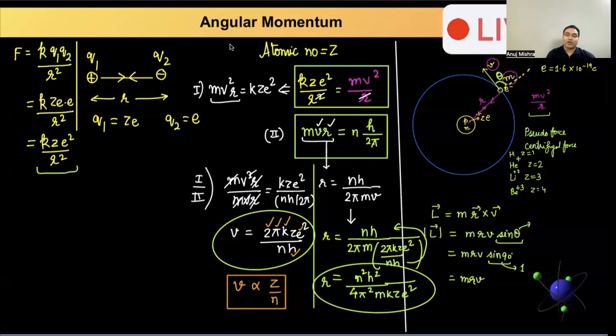Now think about this question. You have hydrogen and you are talking about two different hydrogen atoms. One is carrying electron in second orbit, one is carrying electron in first orbit. Whose velocity is more?